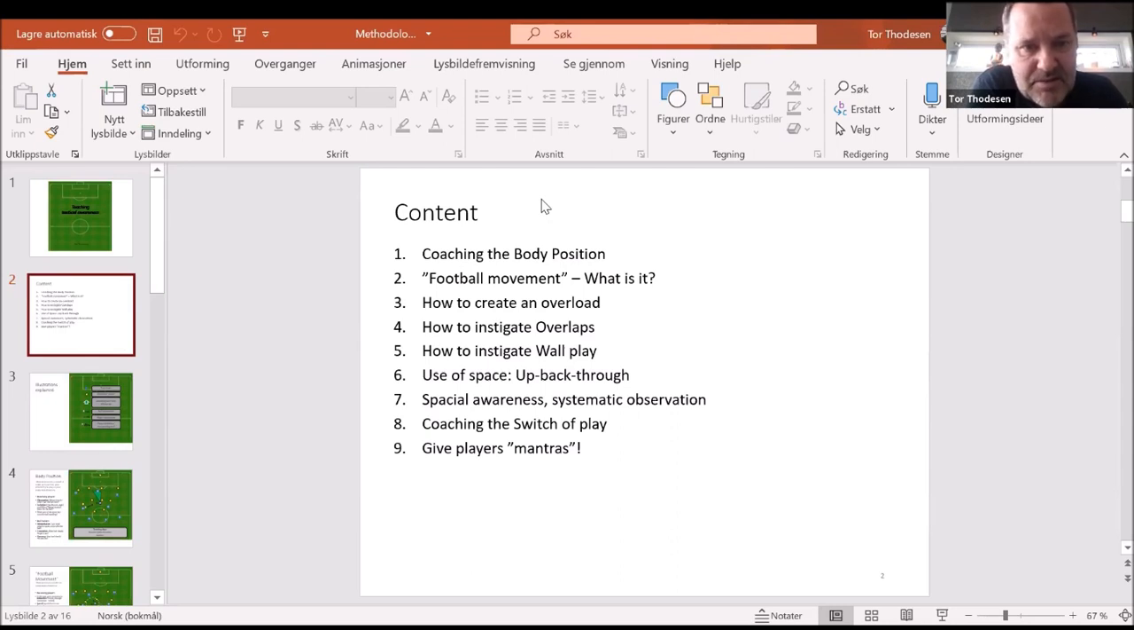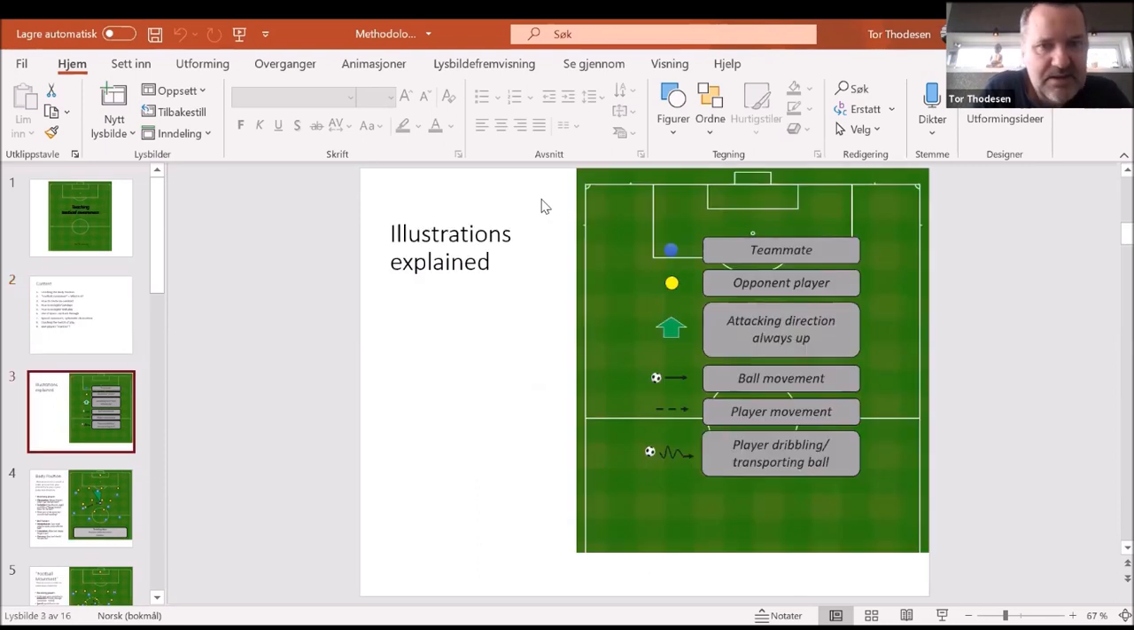So I've put something about that. I just called it football movement, which is probably not good English even, but how to move on the pitch, how to create an overload, how to instigate overlaps, how to instigate wall play, use of space, systematic observation about spatial awareness, what do you coach the players, what to look for, coaching the switch of play, and then to give your players some mantras, which I think is interesting. So we'll just go ahead.